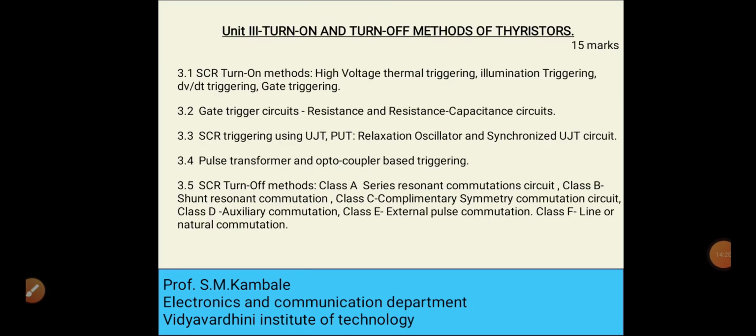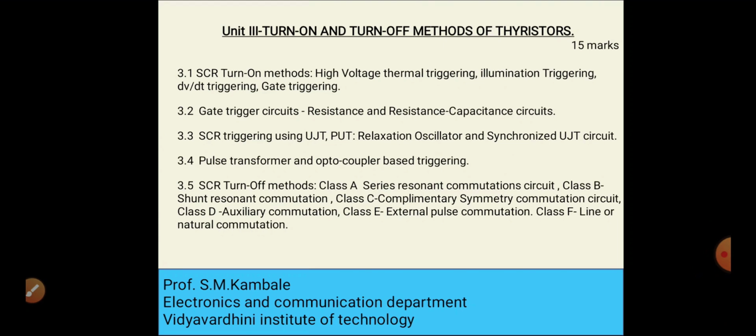Now looking at unit number 3, that is turn on and turn off methods of thyristor. As we already discussed, turn on is also called triggering methods, and turn off is also called commutation methods. So looking at the first, SCR turn on methods. First is high voltage thermal triggering. Here high voltage is given to the SCR, then it will generate more voltage and more current, and it will go into the conducting mode, therefore it will turn on.